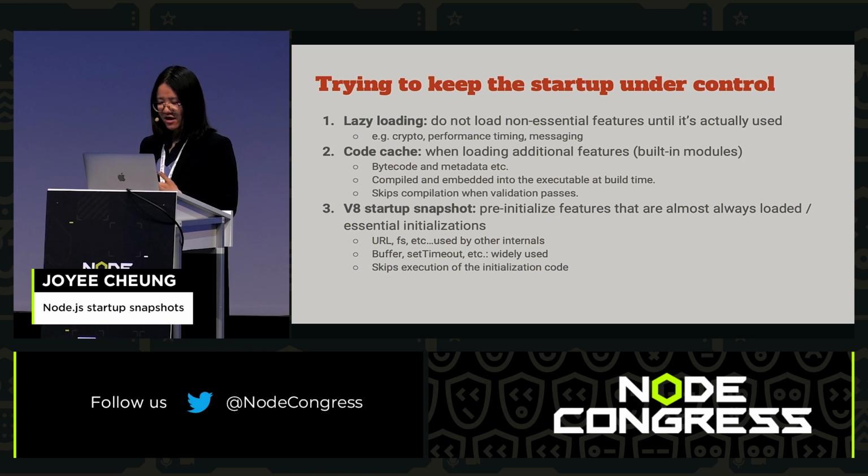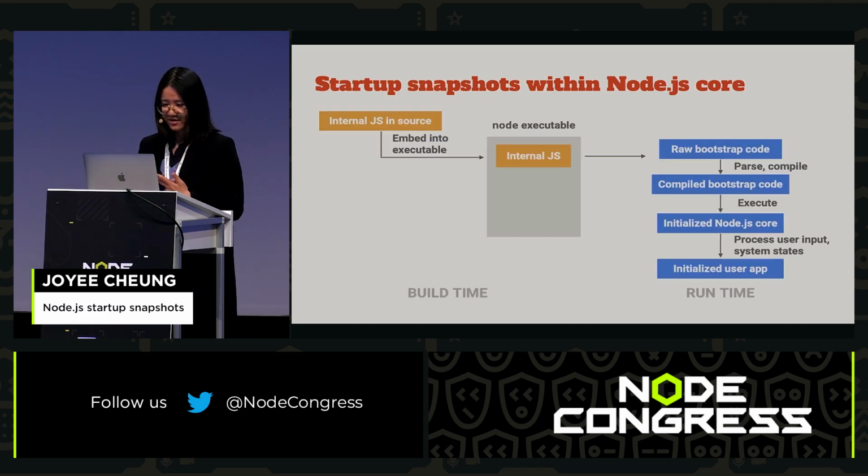And finally, for essential features that we almost always have to load, for example, the web URL API, the FS module, which are used also by other internals, or widely used features like timers, we capture them in a V8 startup snapshot, which helps simply skipping the execution of the initialization code and saving time during startup.